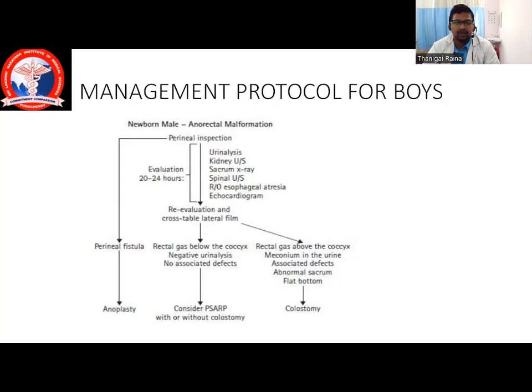All these investigations, after 20 to 24 hours, re-evaluation on cross-table lateral film. Rectal gas above the meconium in the urine, associated defect: flat bottom, colostomy. Why do we have to do colostomy? Because it is a high anal fistula. Then, rectal gas below the coccyx on cross table lateral film, negative urine analysis and no associated defects, consider PSARP, that is posterior sagittal anorectoplasty, with or without colostomy. So this is the overall management protocol. We'll go into detail about the surgeries.